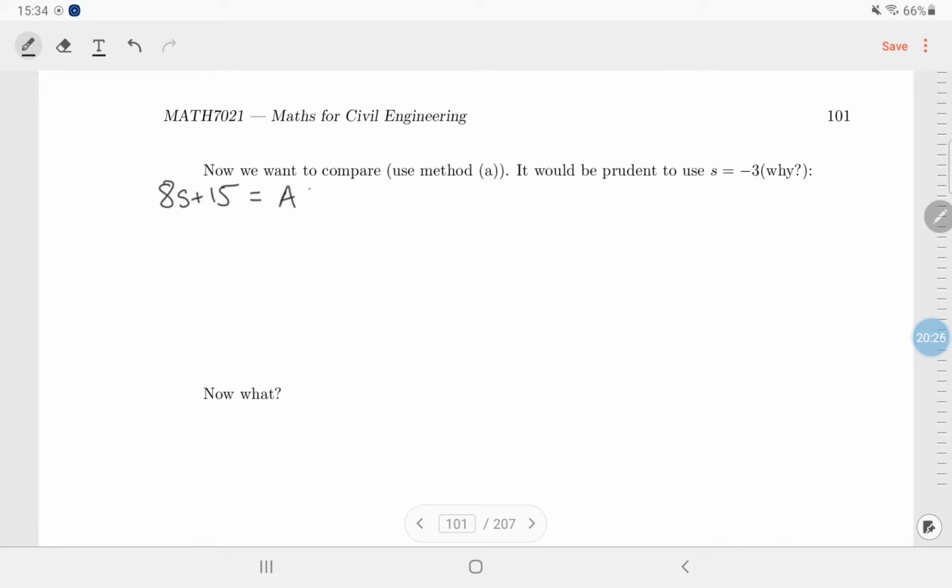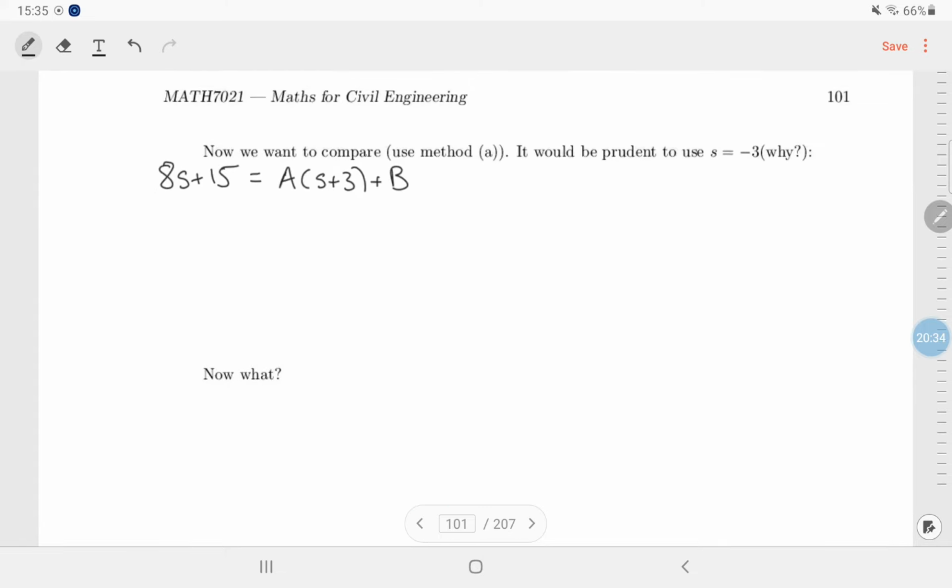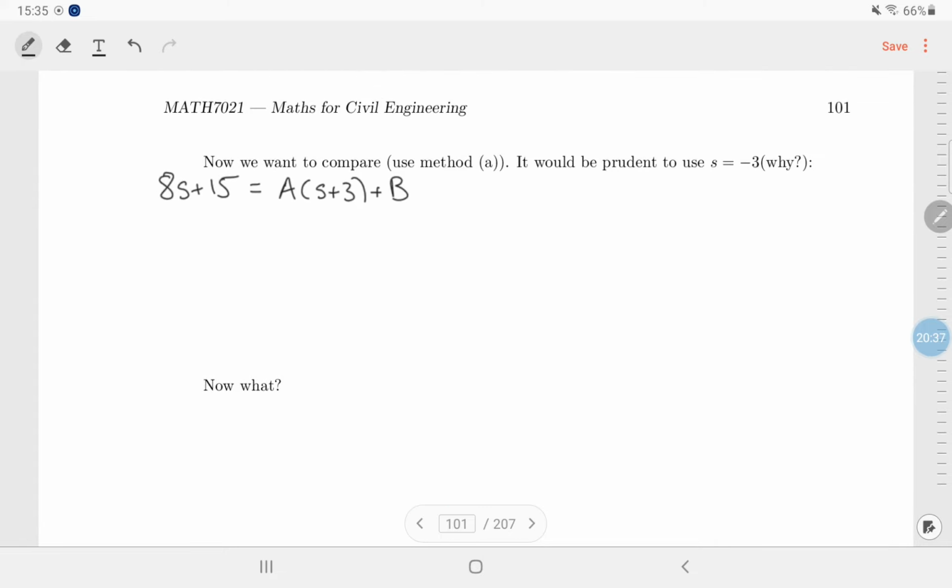So what was it? A times (s plus 3) plus b. Okay, so this is what we want. So what you can do is compare. If you could write out the thing on the right and get as plus 3a plus b, and then if you compare coefficients like chapter 2, the a would have to be 8. So that would be an option. Okay. I'm not going to do it that way.